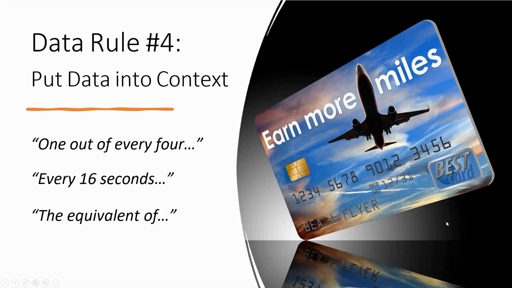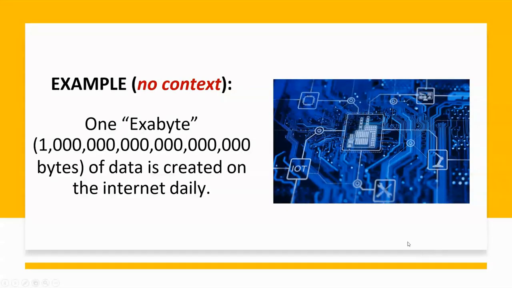Another good example of this is this fact. 1 exabyte, which is a 1 followed by 21 zeros, bytes of data is created on the internet daily. Wow, that looks like a long number. Certainly got a lot of zeros. But what does it mean?